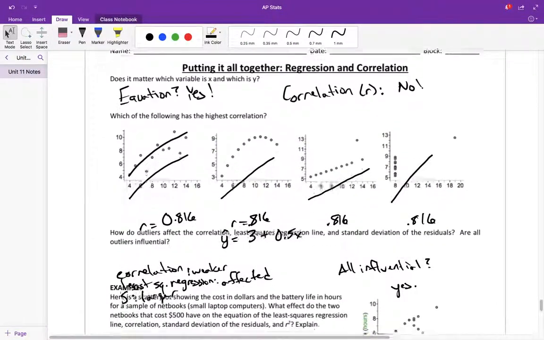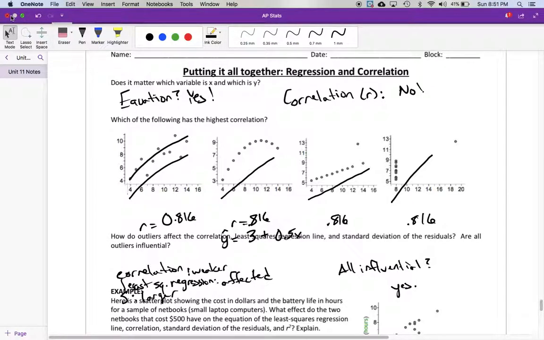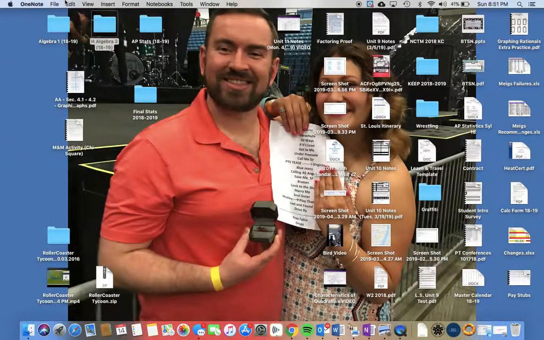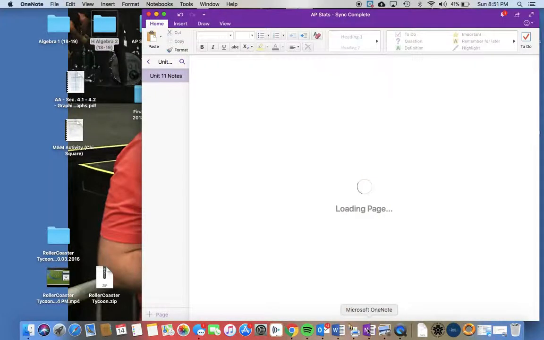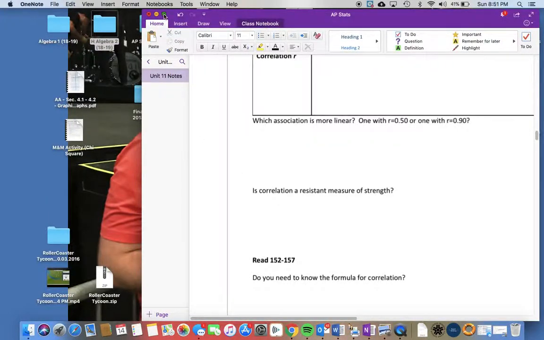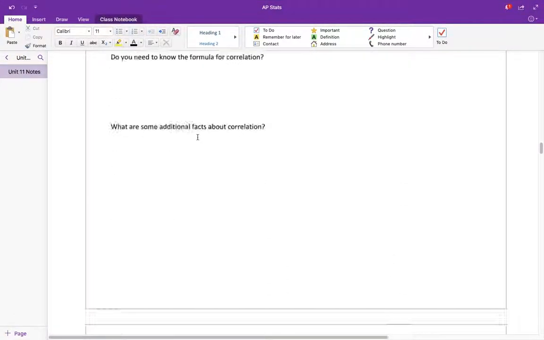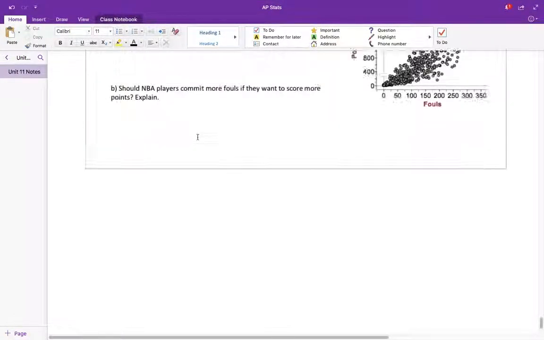Looks like it's giving me some issues here. Let me close out OneNote real quick and reopen it. We'll see what's going on. Okay, try this again. Okay, we are back in business.